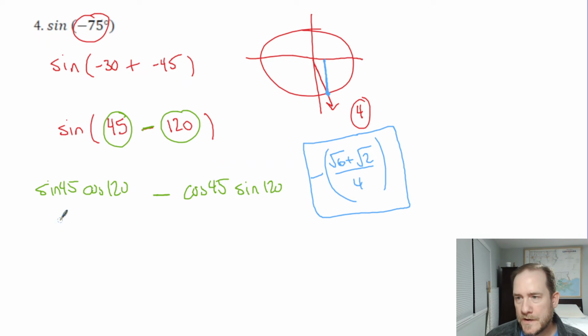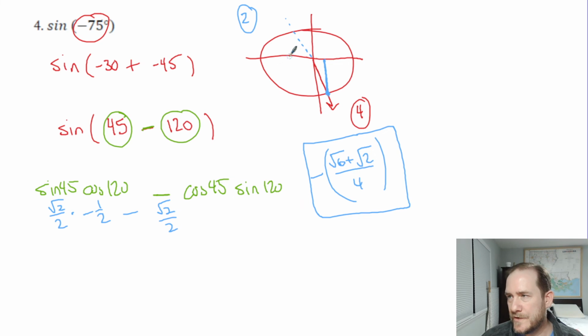Let's find out. So sine 45 is root 2 over 2. Cosine 120. Where's 120? 60-degree reference angle in quadrant 2. So cosine is going to be negative, and it's going to be short. It's going to be negative 1/2. Cosine 45 is root 2 over 2. Sine 120 is going to be positive, and it's going to be big, so it's positive root 3 over 2. So I'm getting negative root 2 minus root 6 all over 2.